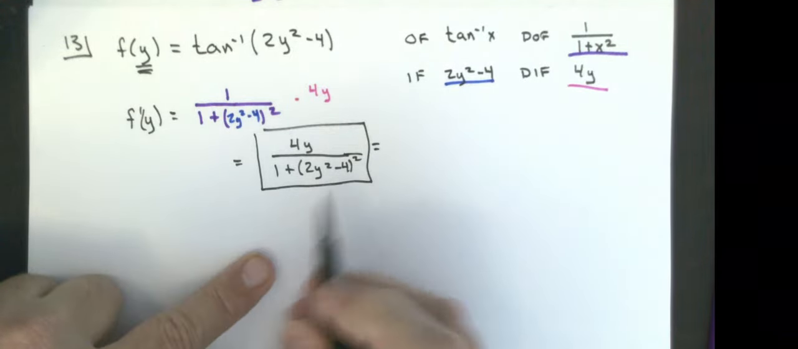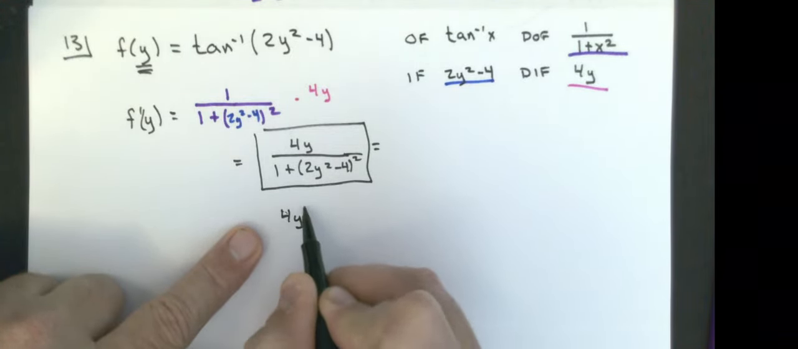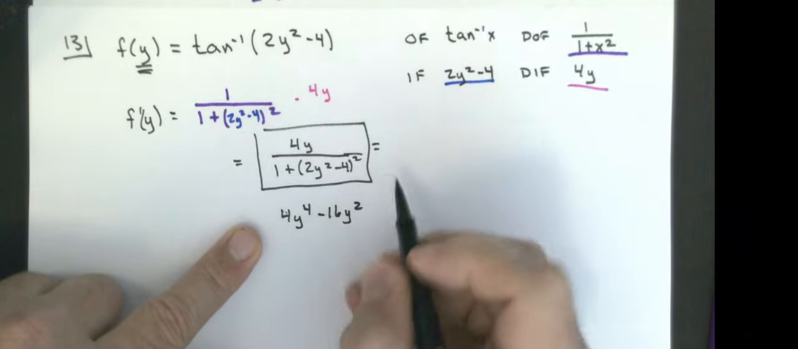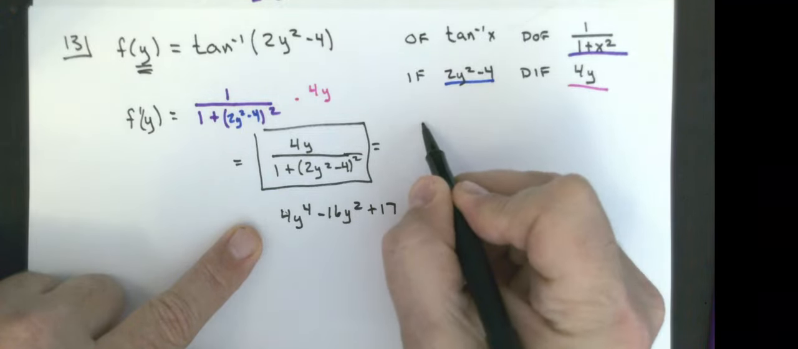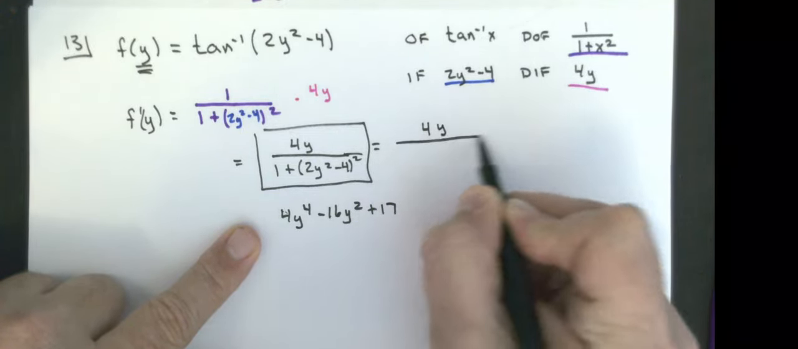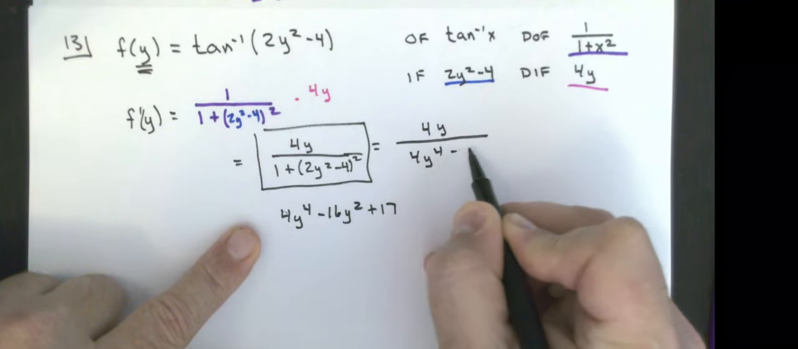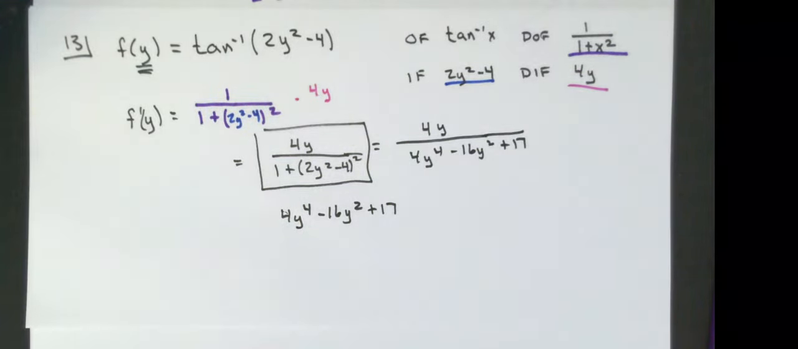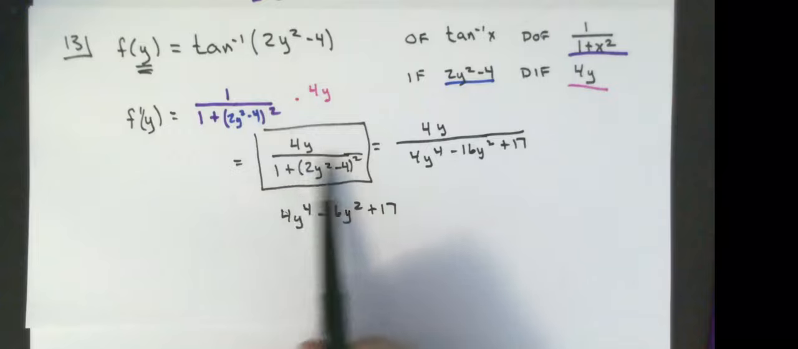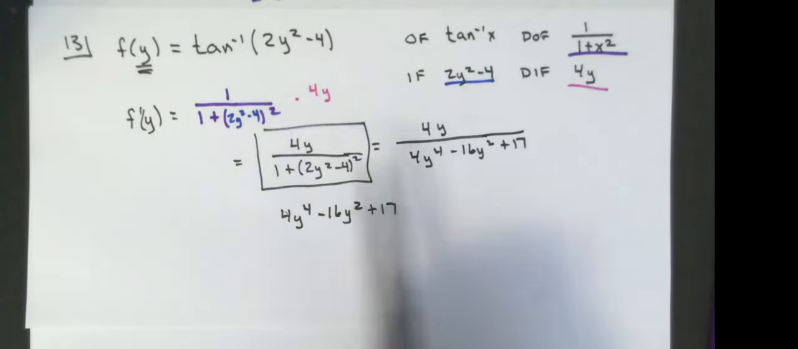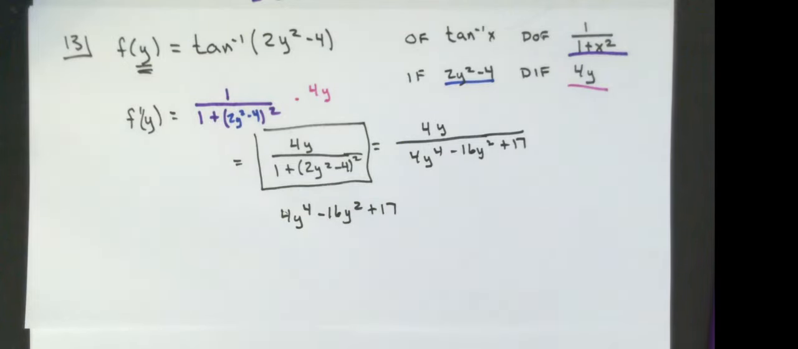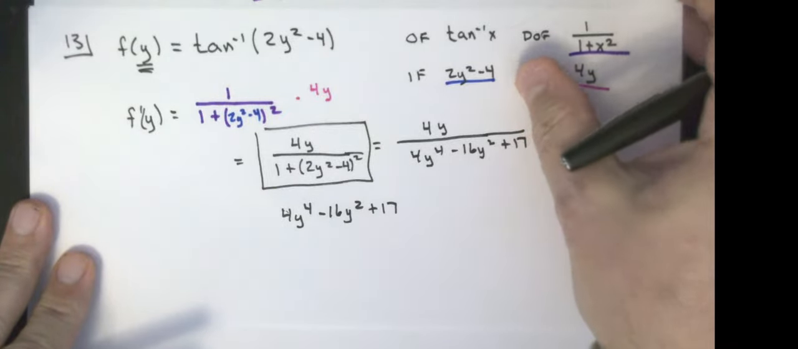Let's look at this term that's squared. That would be 4y to the fourth minus 16y squared plus 16 plus 1 is plus 17. So another way you could have written this answer is 4y over 4y to the fourth minus 16y squared plus 17. But because I look at that 17, you can look at it and see, hey, that's 16 plus 1 is 17. 4 does not go into 17 evenly. So there's no reason to multiply it out because nothing is going to cancel there.